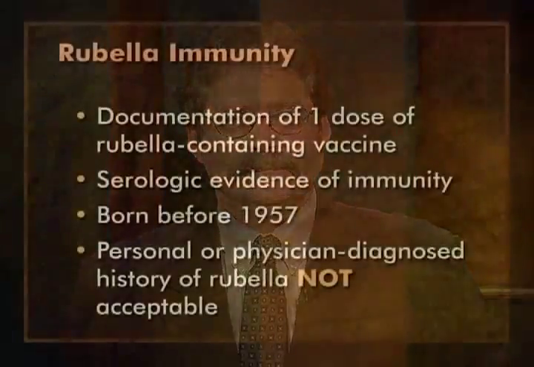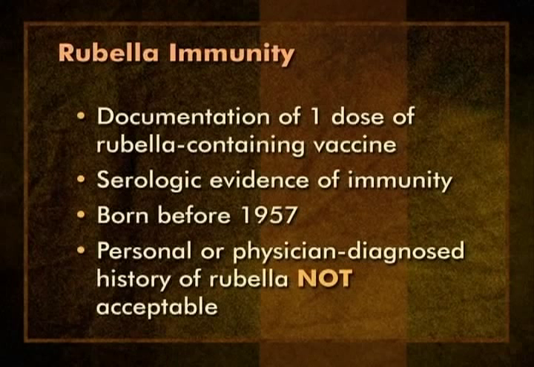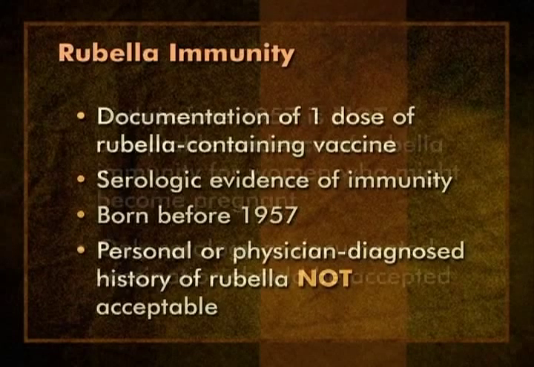Bill? Yeah. The definition of rubella immunity is different than those for measles and mumps. A person can be considered immune to rubella if they have documentation of one dose of rubella-containing vaccine, serologic evidence of immunity, or were born before 1957. Unlike measles and mumps, a personal or physician-diagnosed history of rubella disease is not considered reliable and is not acceptable as evidence of rubella immunity. Birth before 1957 does not guarantee rubella immunity, just like it does not guarantee immunity to measles or mumps.